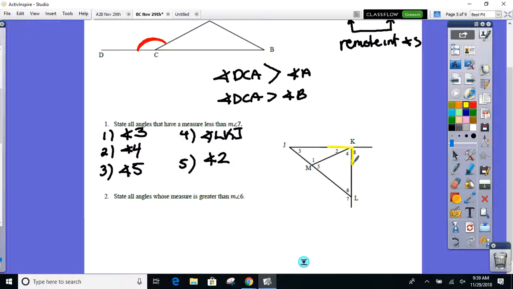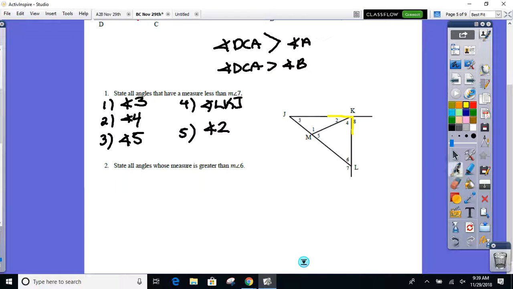What did we just say? Angle 7 was bigger than LKJ, right? How's LKJ made up? 2 and 4. So if 7's bigger than the whole angle, shouldn't 7 be bigger than its parts? And that's why angle 2 is smaller. All right? Questions? All right, another challenge for you.